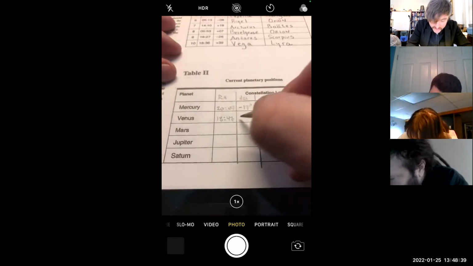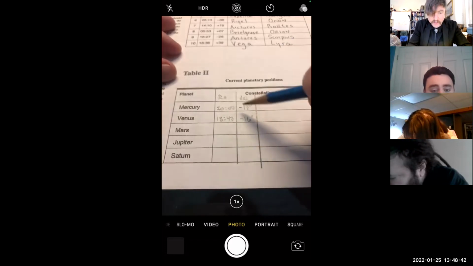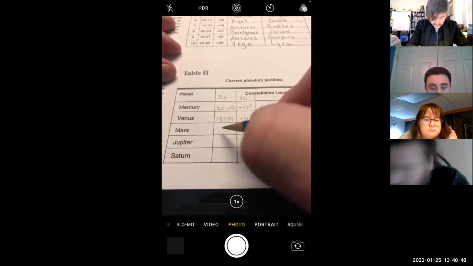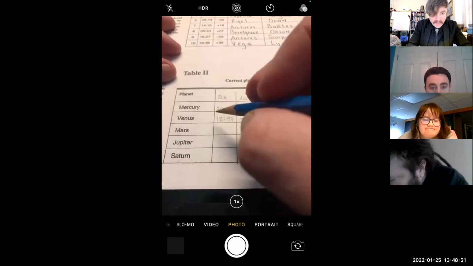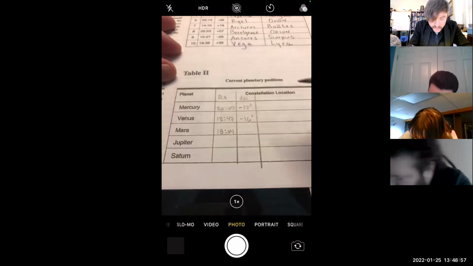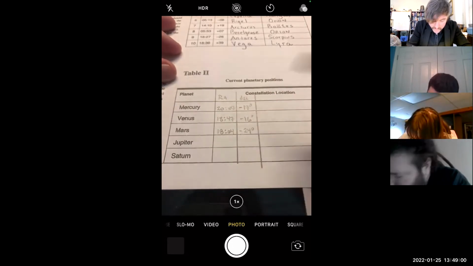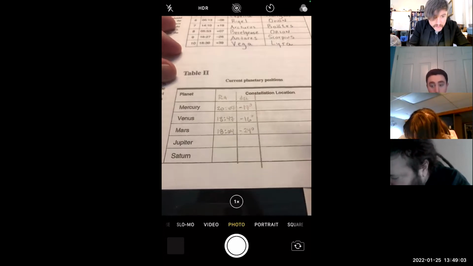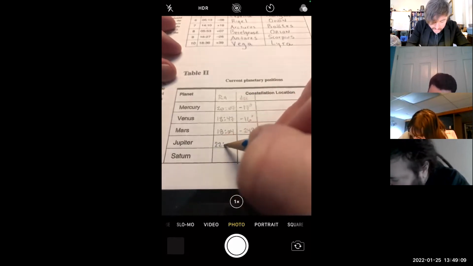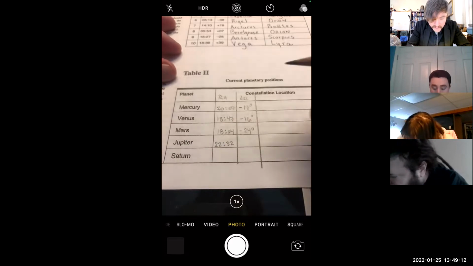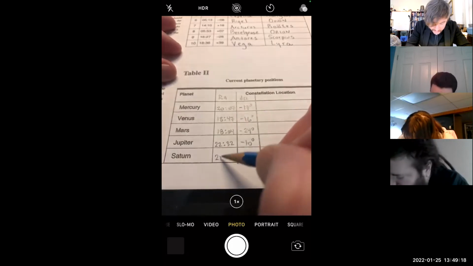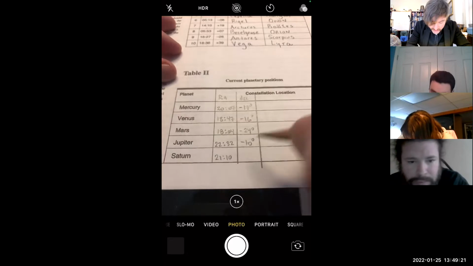Declination is negative 16 degrees. You'll notice that these two objects are pretty close to each other. Mars is 18 hours and 4 minutes and negative 24 degrees. Jupiter is 22 hours, 32 minutes, negative 10 degrees. Saturn is 21 hours 10 minutes, negative 17 degrees.